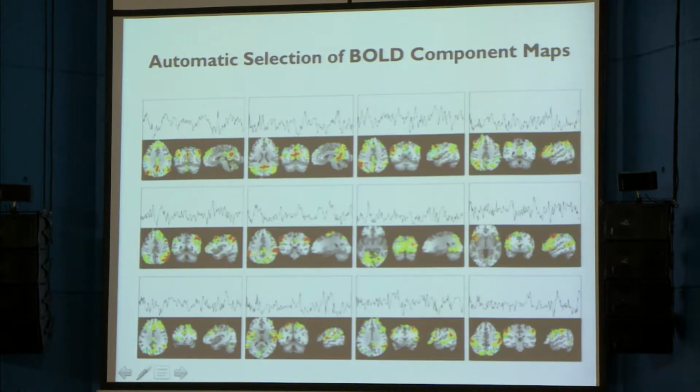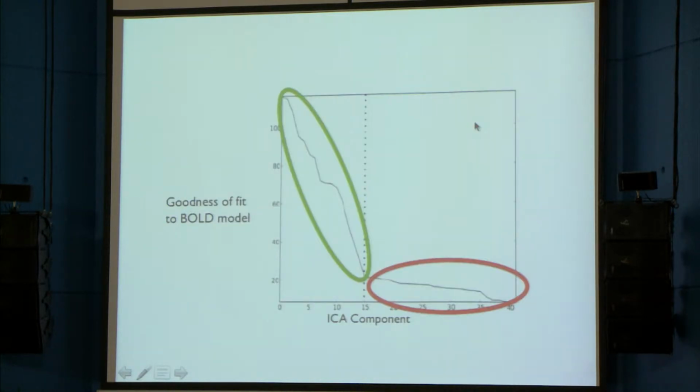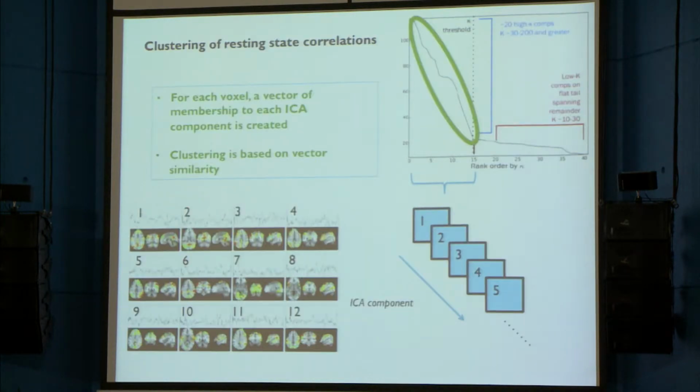So we do that. It automatically separates into these nice components that all show this fit to this curve, and it gets rid of these bad ones. So this is pulsation, sinus flow, motion, and things like that. And so you suddenly have the good components and the bad components. And here's what we can do with them. We can do 2 things with them. One, we can just take our ICA components and start to do analysis on those. I'll just show you an example of that.